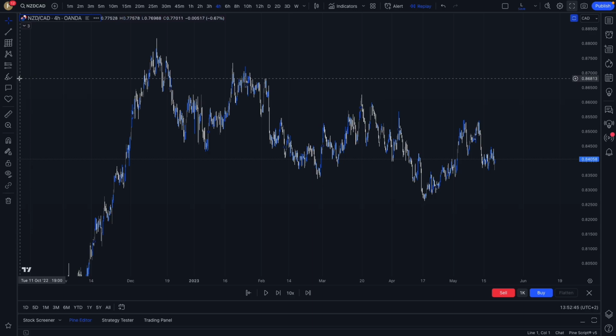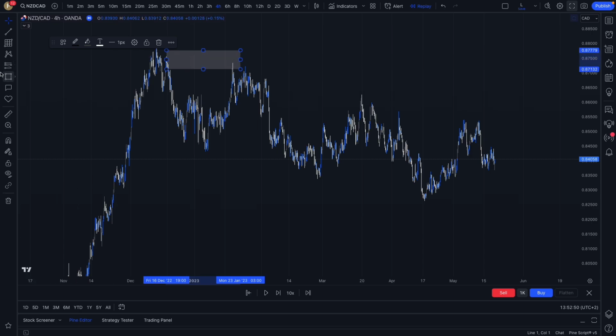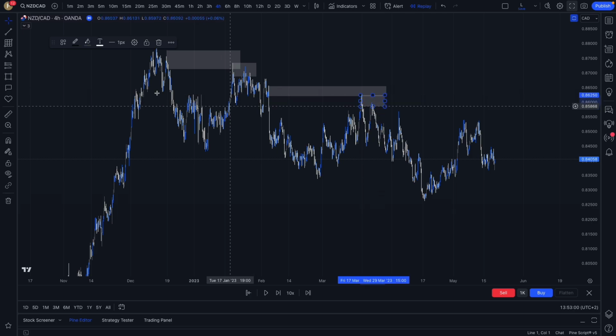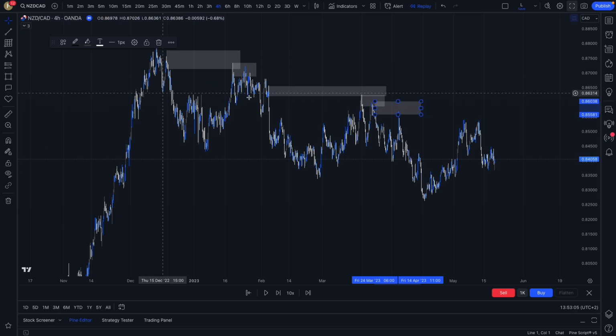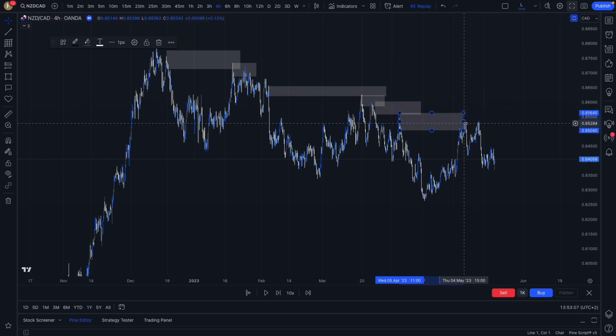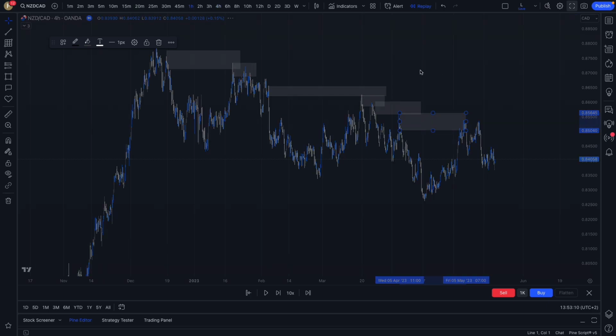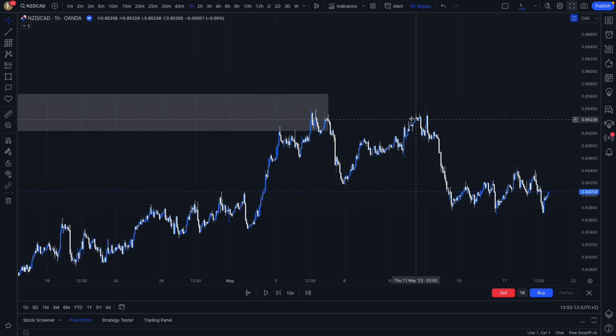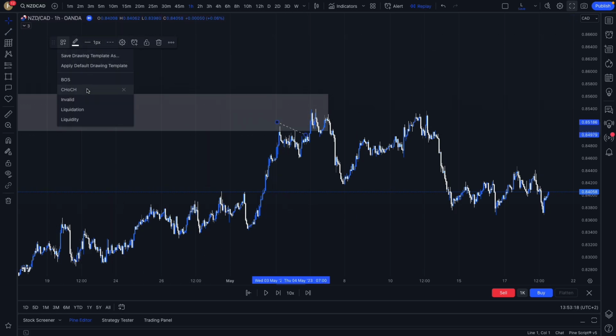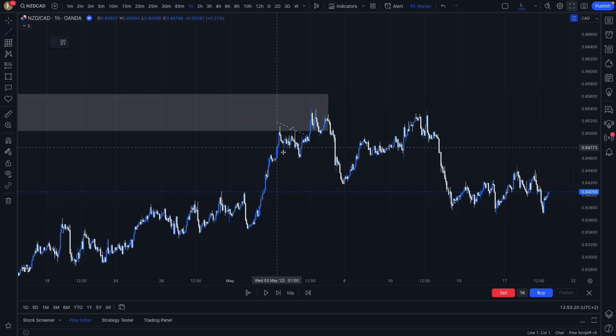We also see that price is continuously respecting supply zones. So mitigation, continuation, mitigation, continuation, and so on. Then when we zoom in to the 1 hour, we see here the price has taken out this liquidity right here, and it has made a change of character to the downside.